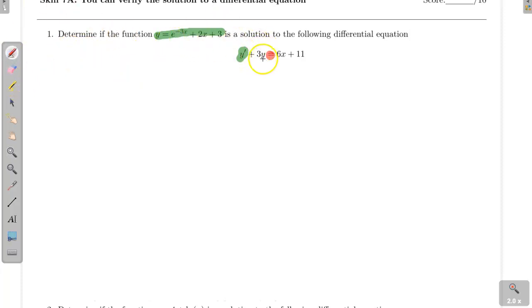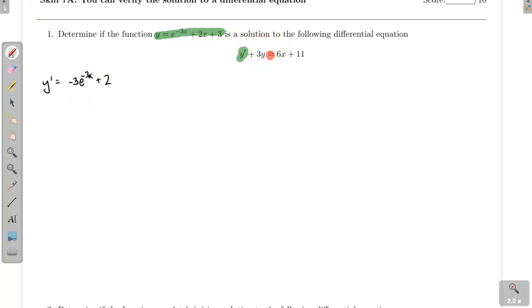All right, so if we're going to plug this in, we first need to be able to plug in y prime. So we need to figure out the derivative of this function. So y prime, take the derivative of e to the negative 3x. The derivative of the exponential gives you back the same thing. And because I have this negative 3x in the exponent, I have to do the chain rule, so I have to multiply by another negative 3. I'm going to put it at the front. And then derivative of 2x is 2, derivative of 3 is 0. All right, so that's our y prime.